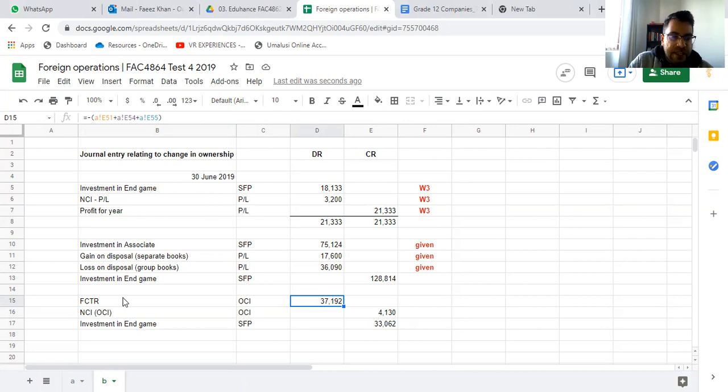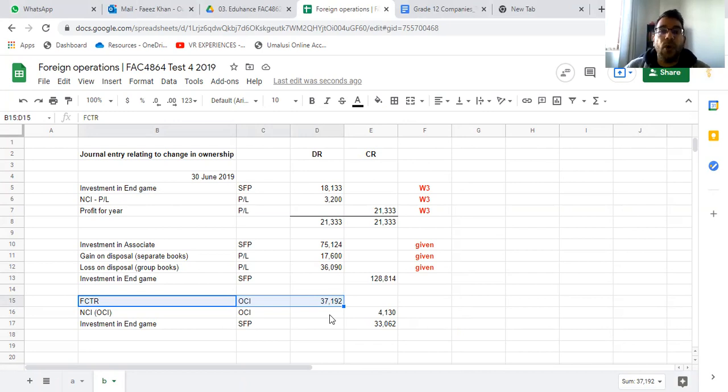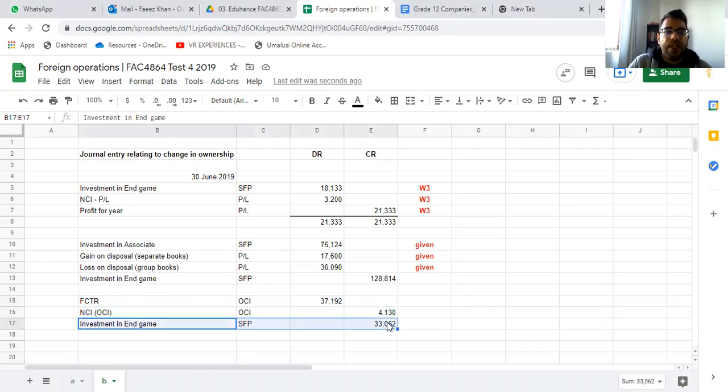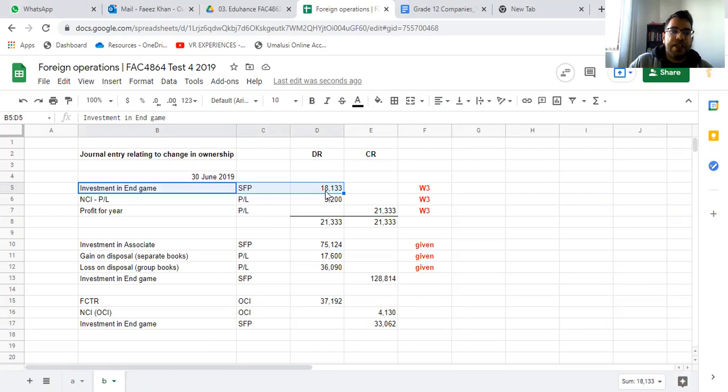But if we have it like this over here, in the same way we dealt with profit over there, by leaving it at that, we're saying all belongs to the parent. Okay, so that is why we're saying, okay, actually we should give NCI their component. So we gave NCI their component, and the remaining balance goes to investment in Endgame. Same thing over here, the remaining balance goes to investment in Endgame. So just take note of that. Okay, so this is all coming from working 3.